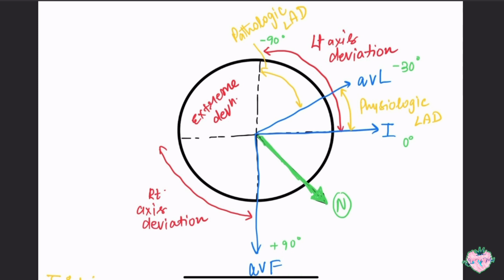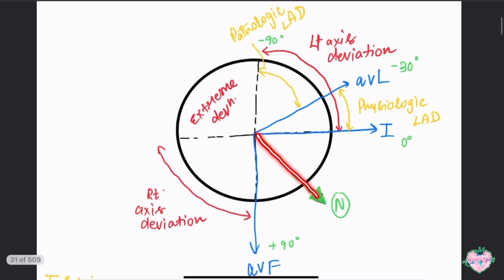So we will start with the leads. Out of all the leads present in the ECG, we will be focusing especially on lead 1 and AVF, which gives the vector of the leads in the frontal plane. So basically we are focusing on 1 and AVF, and a vector of the current passing through these two leads will give us the direction of the deviation.